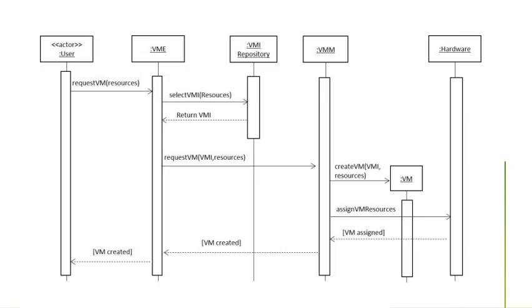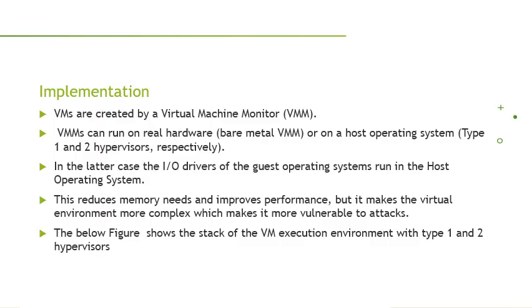Now coming to the next slide, called implementation. VMs are created by a virtual machine monitor. VMs can run on real hardware, like a bare metal VMM, or in a host operating system, like type 1 and type 2 hypervisors respectively. In the latter case, input and output drivers of the guest operating system run in the host operating system. This reduces memory needs and improves performance, but it makes the virtual environment more complex, which makes it more vulnerable to attacks.